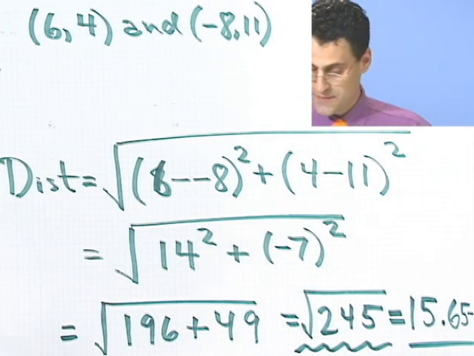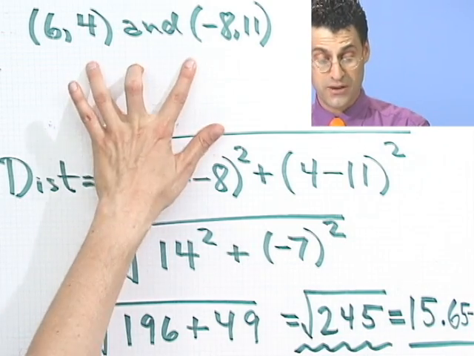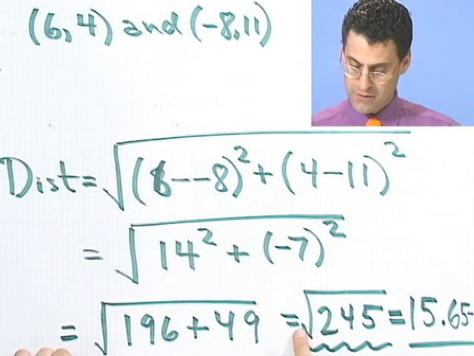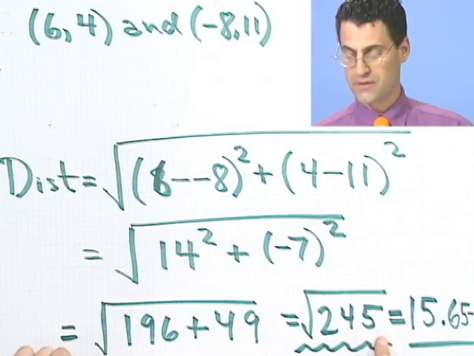It's around 15.65. But the actual distance between these 2 points, if you put down a measuring tape, would be the square root of 245, or 15.6 something. OK, so that's how you find distances.